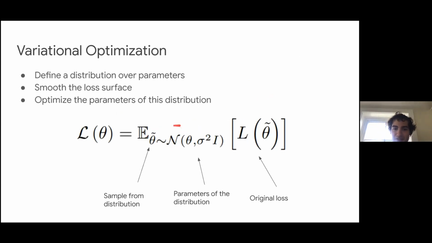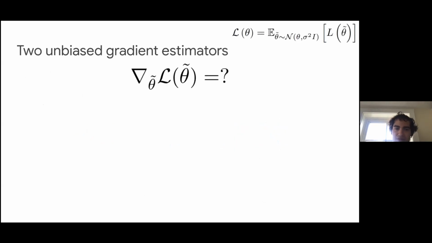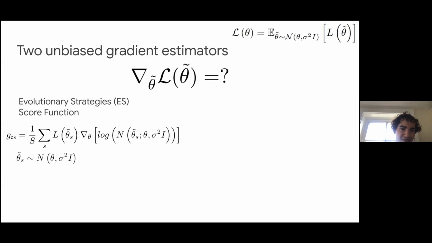So in equations, instead of taking just the loss, we're taking an expectation over a normal distribution centered on the current parameter value. And that expectation is over the loss value. This is identical to taking a small Gaussian blur of the previous image. With this new objective, we're now left with a choice on how to do gradient estimation. There are two types of gradient estimators we can use. The first is an evolutionary strategies-based estimator.